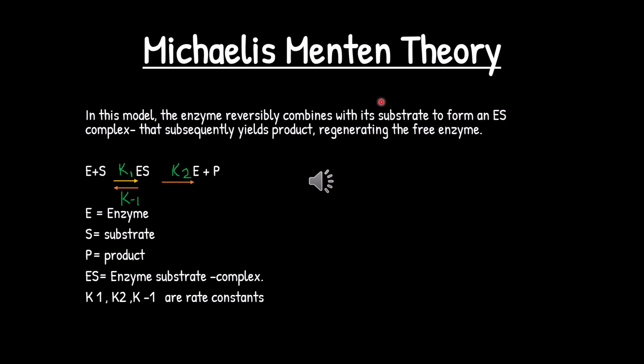So in this video we saw four mechanisms of action. First one is the lowering of the activation energy. Second one was Fischer's template theory. Third one was Koshland's theory, and the final one is the Michaelis Menten theory.